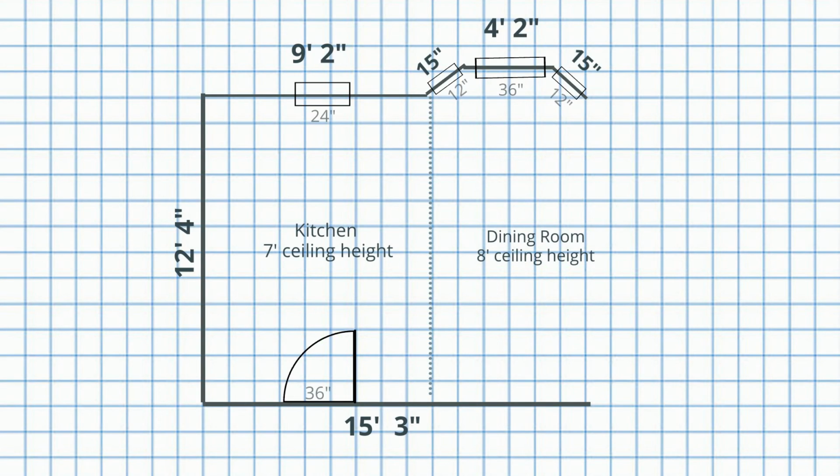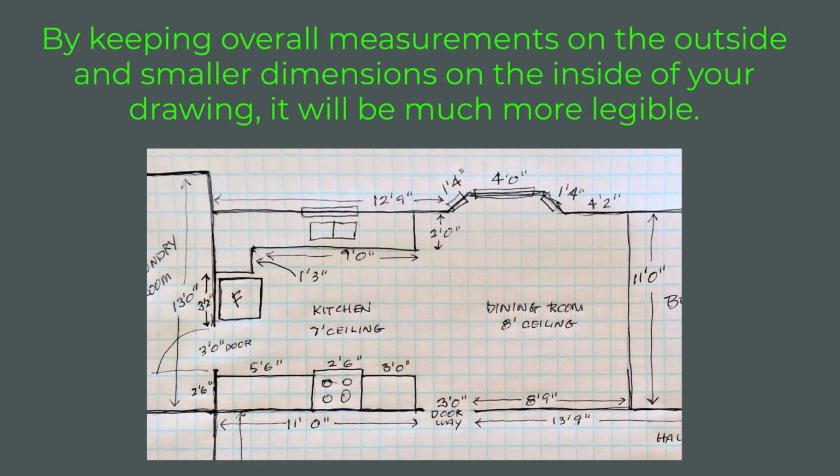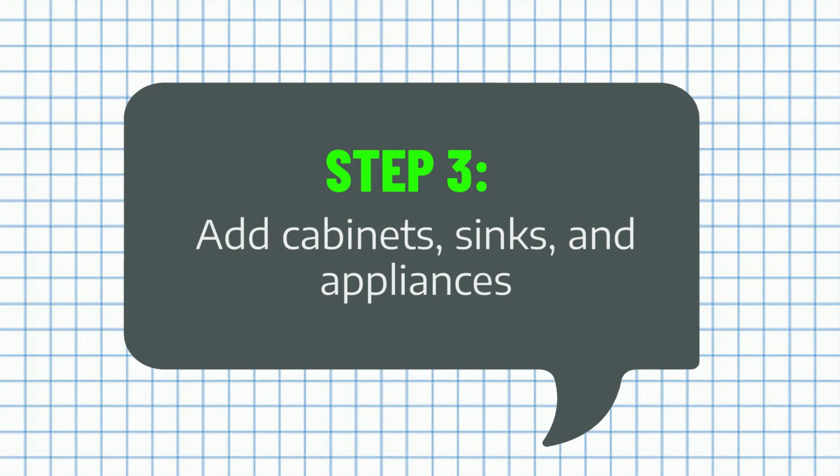Now write down the width of each window and door in your room on the inside of the walls, right in front of each one, just like this. Then measure the distance to each window and door from the wall corners, and add those measurements to the inside of the walls as well. By keeping the overall measurements of walls on the outside and the smaller dimensions on the inside of the wall in your drawing, it will be much more legible. See how that works?